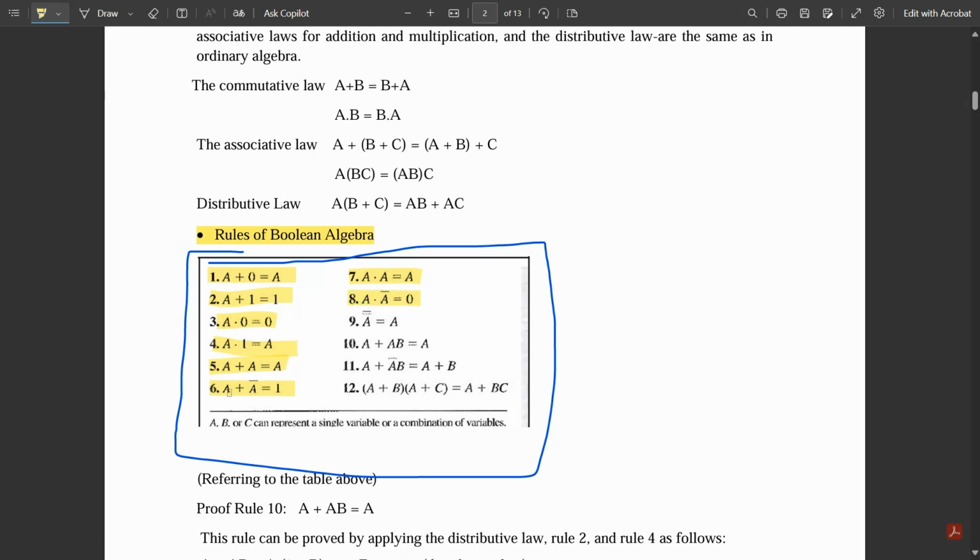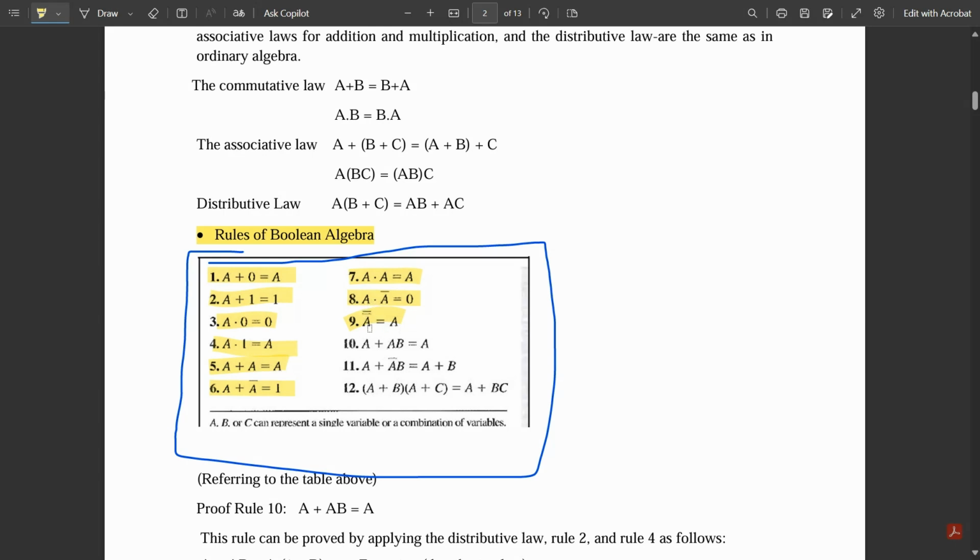And in the eighth rule, when we have A into A bar, it would be equal to 0. That is, a variable and its complement, if they are added up, the sum would be equal to 1. And in the eighth rule, a variable and its complement, if they are multiplied, the product would be equal to 0. So these first eight rules you should be knowing thoroughly. And the ninth rule is common sense. That is, you see here, A's double complement would be equal to A itself.